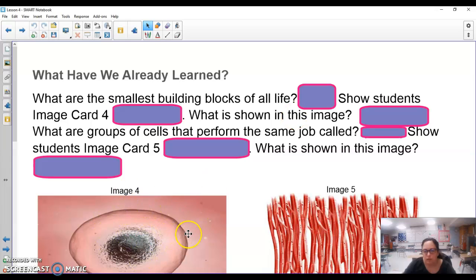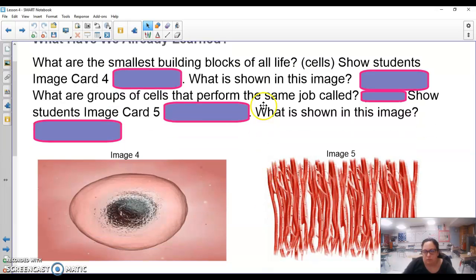Think about it. This was an image of cells. What is shown in this image here? Do you know what this is a picture of? Yep, the human cell right here.